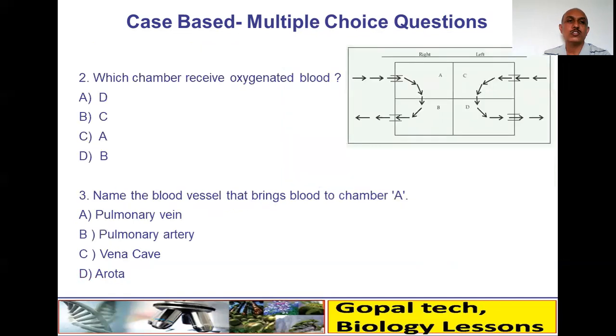Very good. Next question. Now you solve both the second and third by pausing the video. Write the correct answer and then check. Which chamber receives oxygenated blood? D, C, A, B. Third, name the blood vessel that brings blood to chamber A. Pause the video, write the answer, check it. Yes, second one is C, that is the left atrium. Third one is vena cava because it is the right atrium. So all impure blood will come to the A chamber.